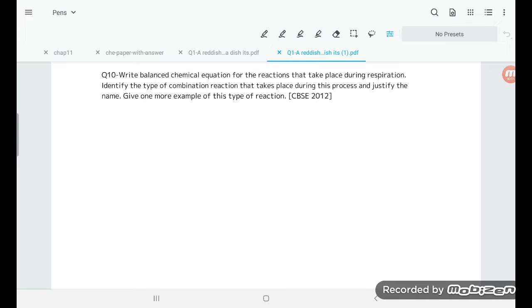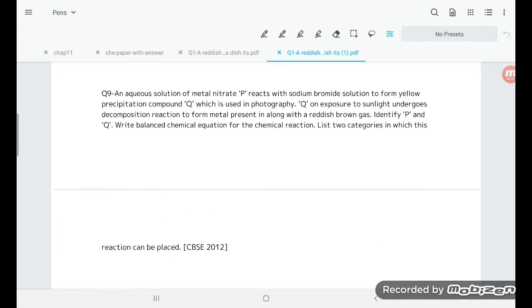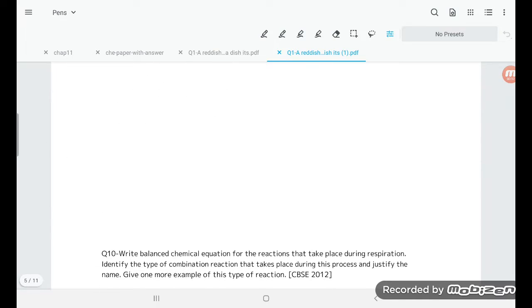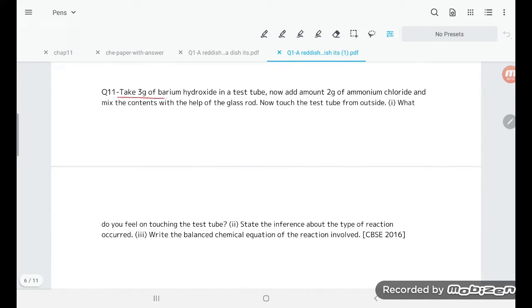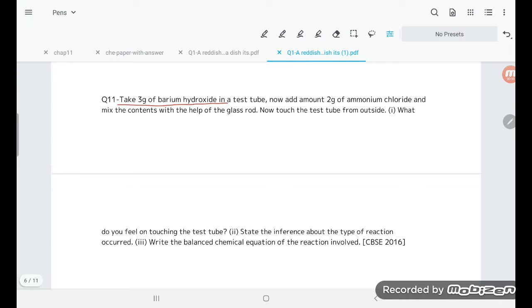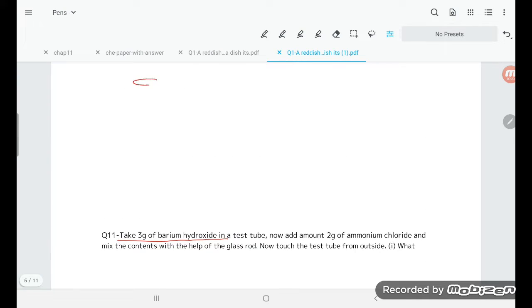Hi students, let's try to understand one more problem. What is the problem all about? They are saying, take 3 gram of barium hydroxide. So we are taking 3 gram of barium hydroxide in a test tube.